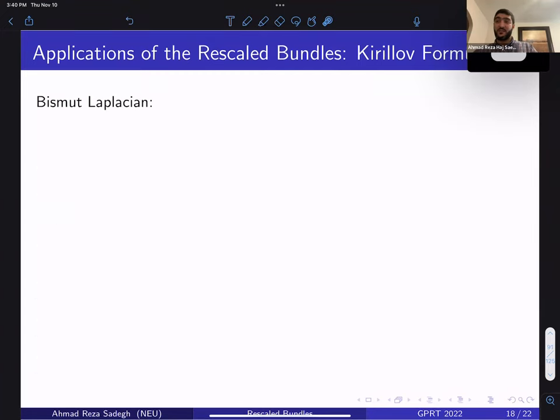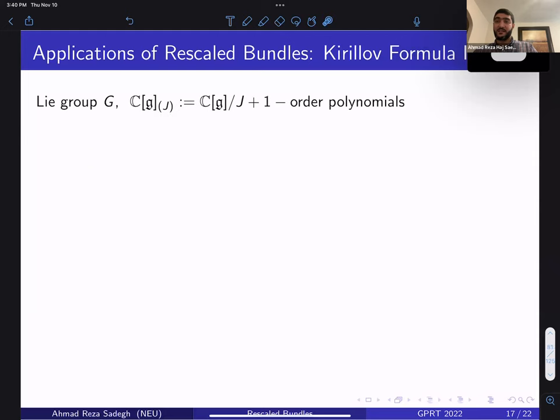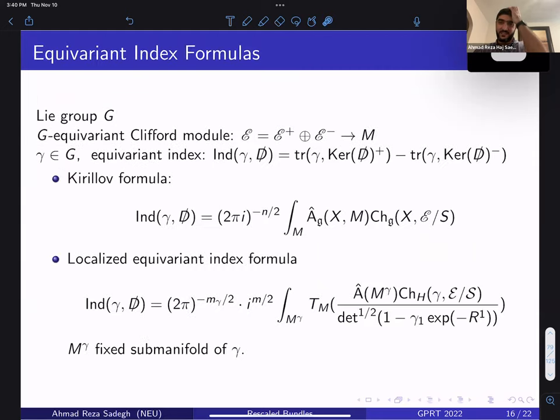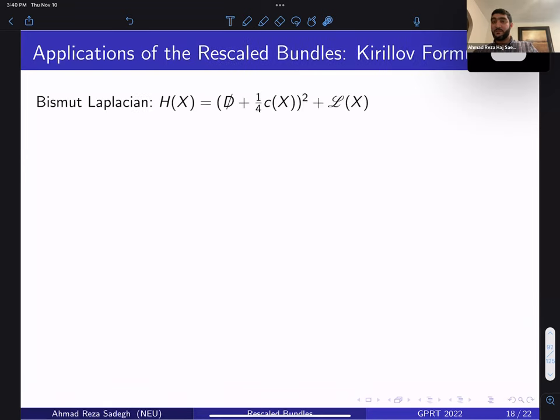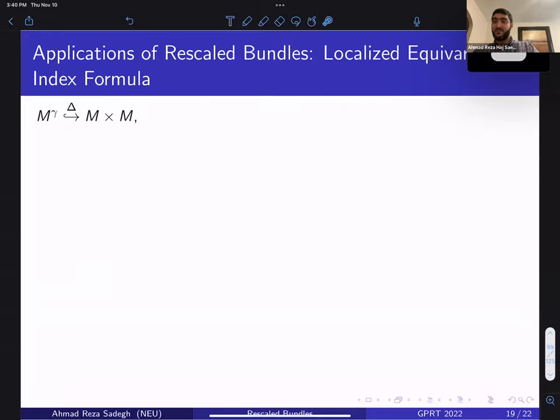One other basic formula, as I said, for the equivariant index is the localized one, the second bullet point that you see. This can also be recovered from the rescaled bundle construction. I'm going to go quickly over that. This time, instead of taking the diagonal embedding of M in M times M, take the diagonal embedding of the fixed submanifold of the action of gamma.